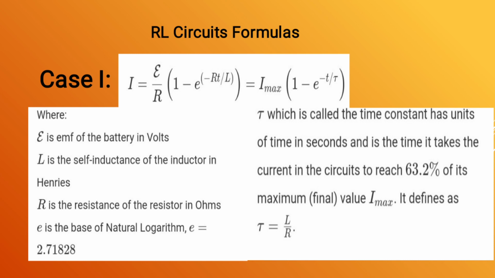First, case 1. As you can see in the illustration, in the upper part is the formula for case 1, where E is the electromotive force of the battery in volts, L is the self-inductance of the inductor in henries, R is the resistance of the resistor in ohms, and e is the base of the natural logarithm.